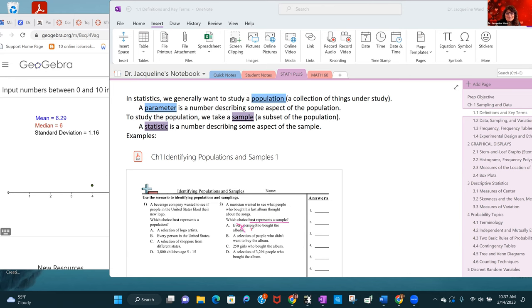So we already said A is not, because that's the population. So you guys are saying C, 250 girls. That is one kind of a sample, right? A selection of people who bought the album, that's a better sample, right? We're not just limiting it to, you know, a sample. It is going to be kind of a more generic subset of the population. So we wouldn't want to narrow it down to just girls. So I would say D there is the best answer. Just like with the sleep, we wouldn't want a sample of just female students, unless we were looking at how female students might sleep.